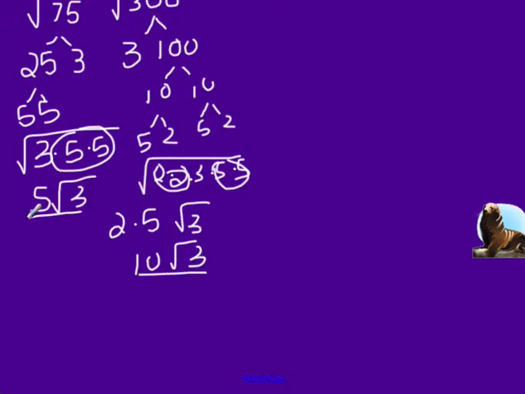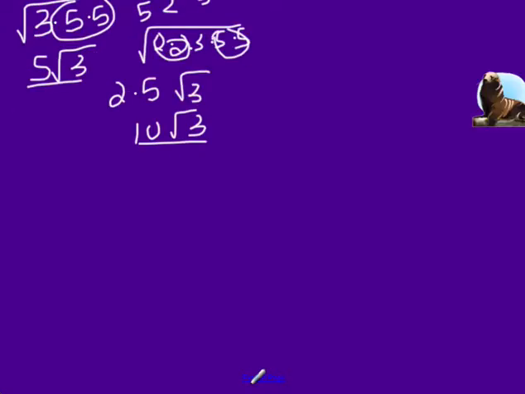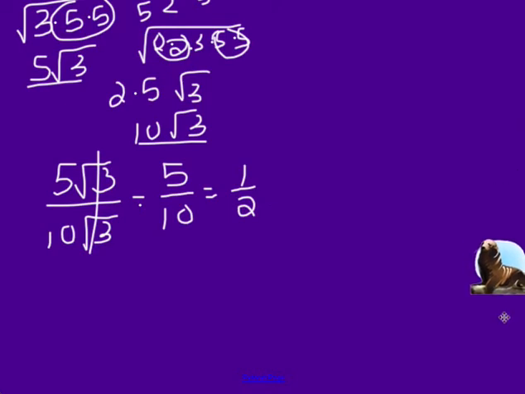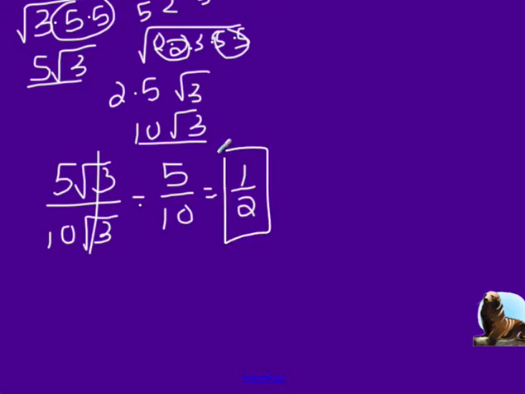Now I'm going to take both of these and put them back into the fraction. I do 5 square root of 3 divided by 10 square root of 3, because that 10 square root of 3 represents the 300, and that was originally what was on the bottom. Now I can cross those off, and I'm left with the fraction 5 divided by 10. And I can reduce that fraction 5 over 10. Both of those are divisible by 5. So the fraction itself is going to reduce to 1/2. Okay, so that's your final answer for number 1, just 1/2.